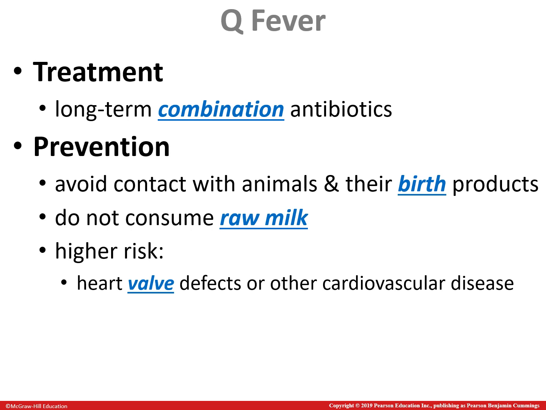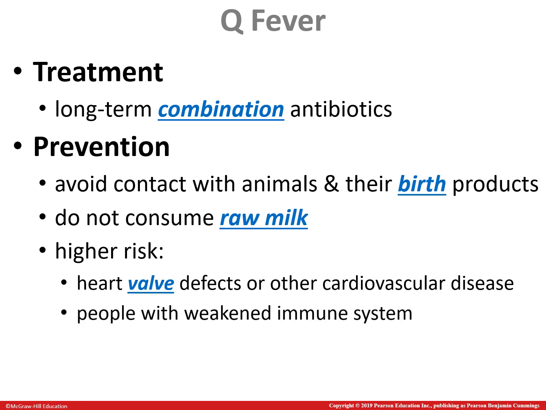If you have a heart valve or other cardiovascular disease, history of other cardiovascular diseases, then those are higher risk individuals, or immunocompromised individuals as well have a higher risk. And of course, pregnant women have the highest risk, associated with low birth weight or potentially miscarriage.